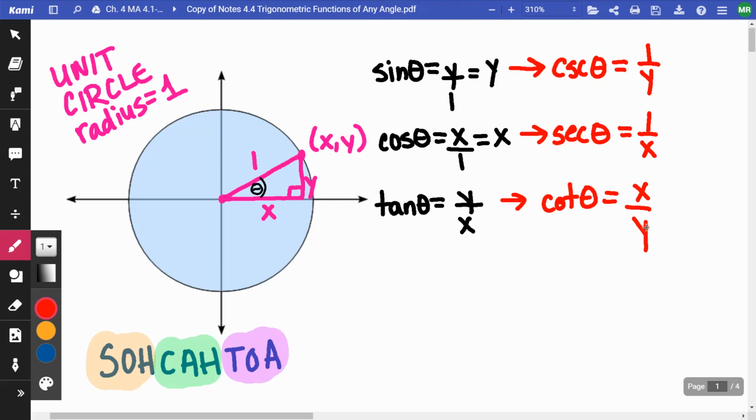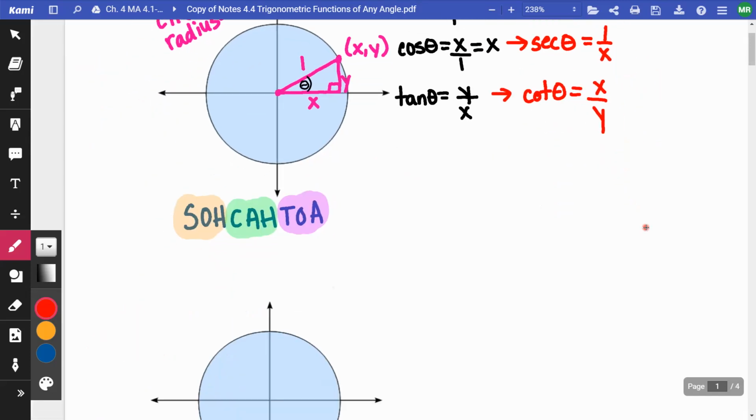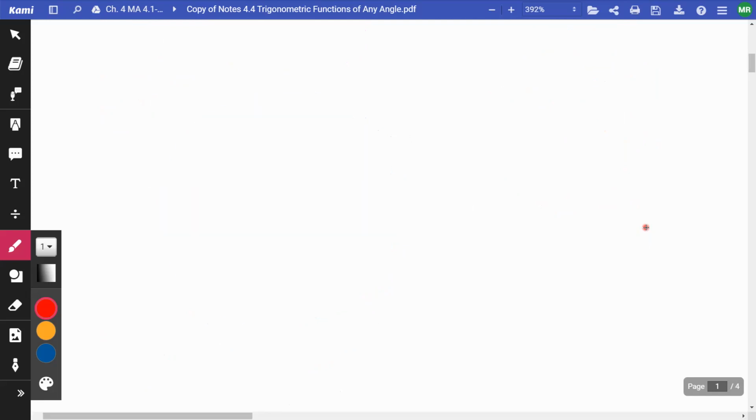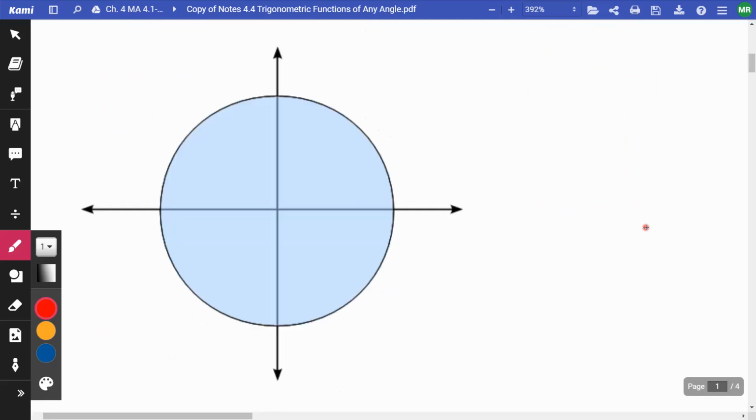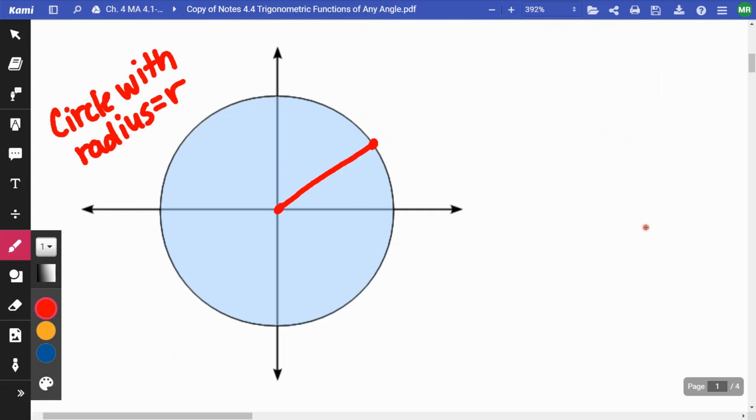Now, let's say that our circle does not have a radius of 1. Let's say it's a radius of r. So this is going to be a circle with radius r. I'm going to start here and draw out to this point. This is going to be a radius of r. And this point here is still going to be x comma y. I'm still going to get it by going this distance, which is going to be x, and this distance, which is going to be y.